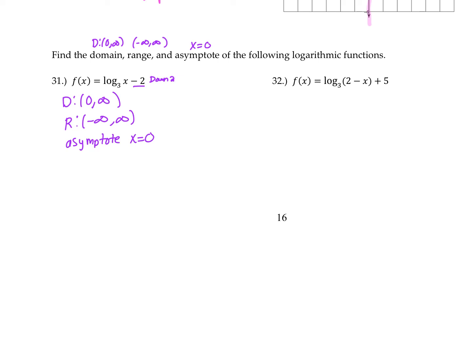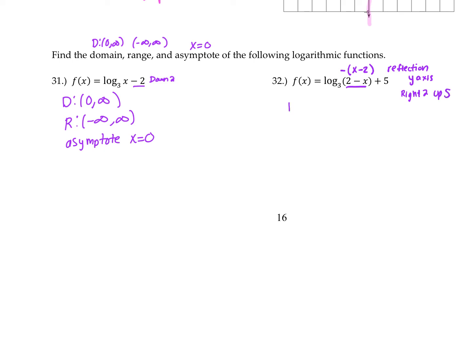All right, in 32, we want to think about this as we have 2 minus x. So it's a little bit tricky, but really it's negative x minus 2. So the negative in front means I have a reflection over the y-axis. And so it's reversing my x, but I'm still going to go right 2 and then up 5.